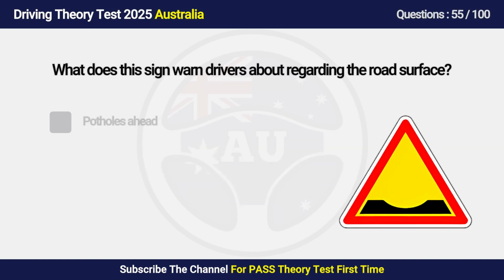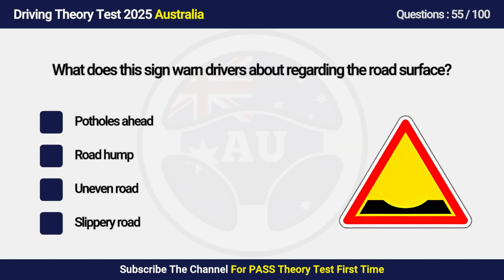Question 55. What does this sign warn drivers about regarding the road surface? A, potholes ahead. B, road hump. C, uneven road. D, slippery road.